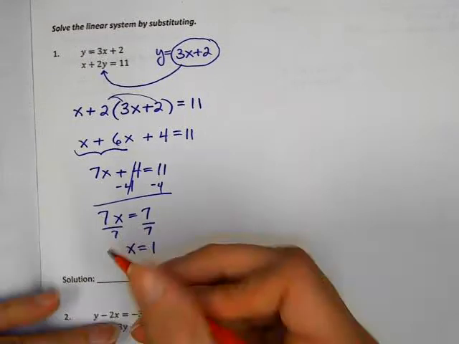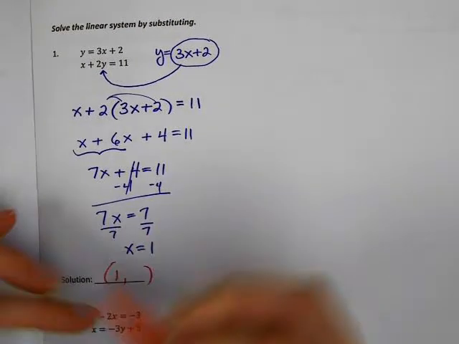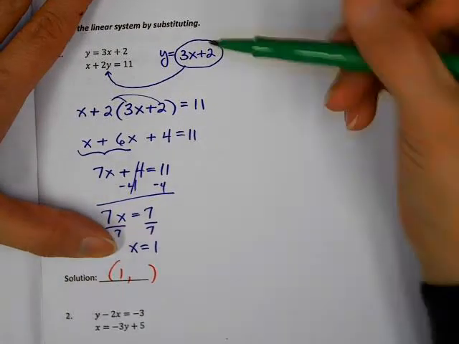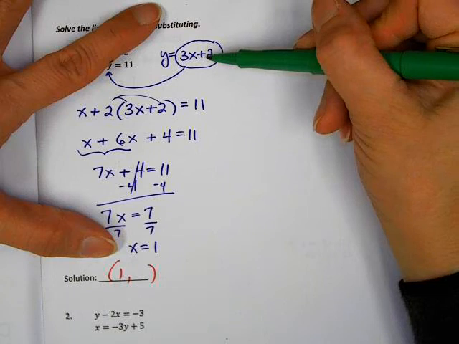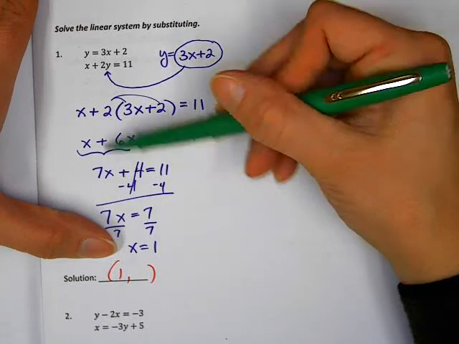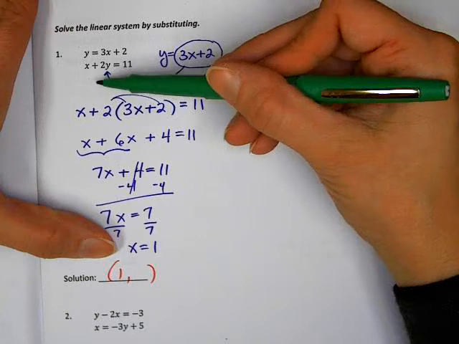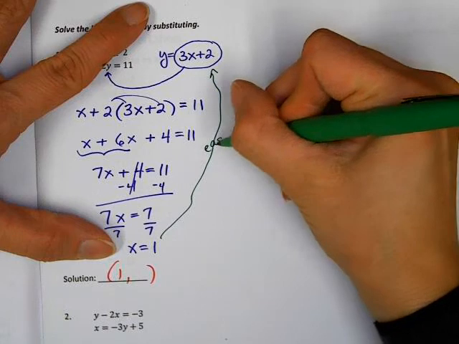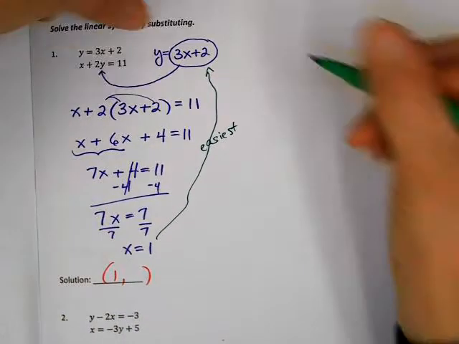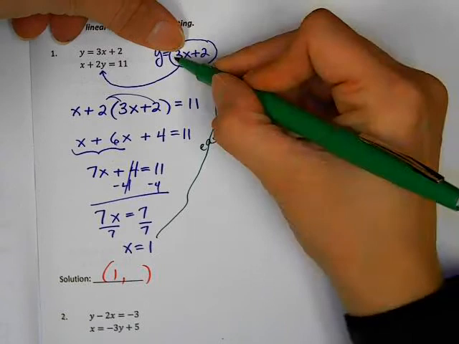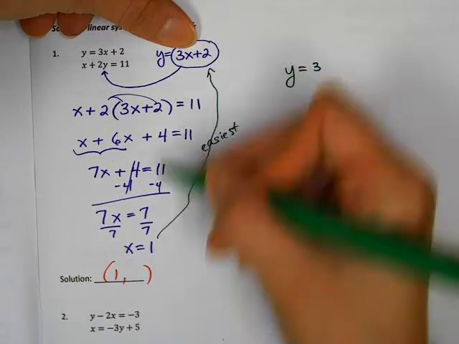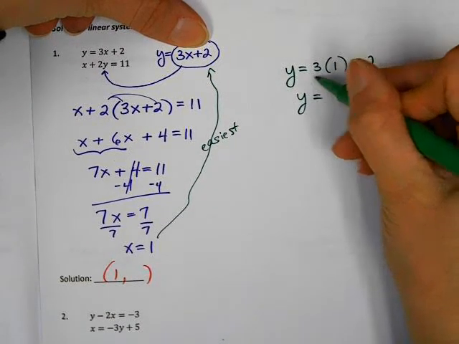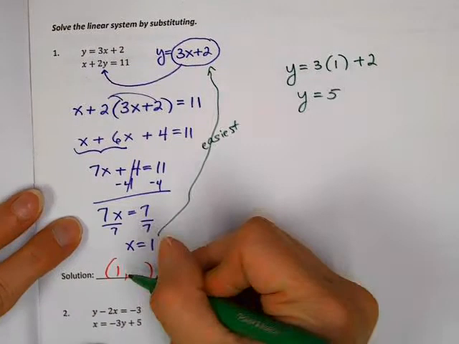If you want, you can write your solution down so far as 1 comma something. I found the x number. Now we have to find the y number. The easiest place to do that is what you circled up here. You can take the 1 number and plug it in anywhere you want for x, but this is the easiest place. So let's go ahead and draw a little squiggle. This is the easiest place to solve for y. y equals 3 times the x number. The x number is 1. 3 times 1 plus 2. So y is equal to 5.